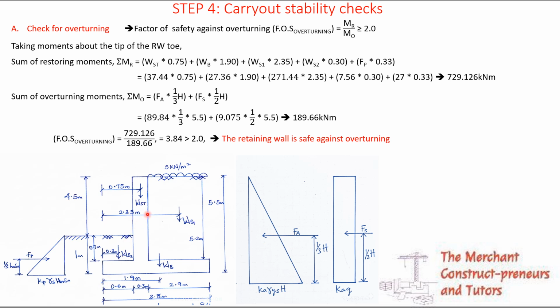Now the stability checks, there are different things to consider when considering a stability check. So the first is what? To check for overturning. Now to check for overturning, it is given by the factor of safety against overturning. Restoring moment divided by overturning moment must be greater than or equal to 2. That is the condition to be sure that you are safe against overturning. Restoring moment divided by overturning moment must be greater than or equal to 2.